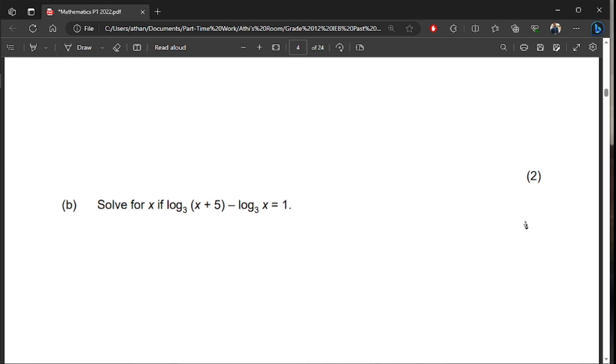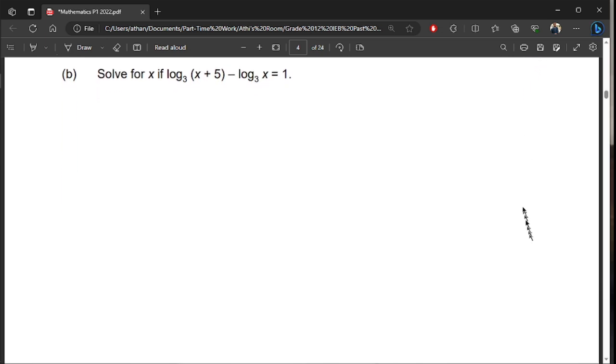The next question: solve for x if log base 3 of (x + 5) minus log base 3 of x is equal to 1. Okay, in this case, please make sure that you know the rules of log. We're going to apply the rule of log whereby there is subtraction. Let me rewrite the question: log of (3, x + 5) minus log of (3, x) is equal to 1.